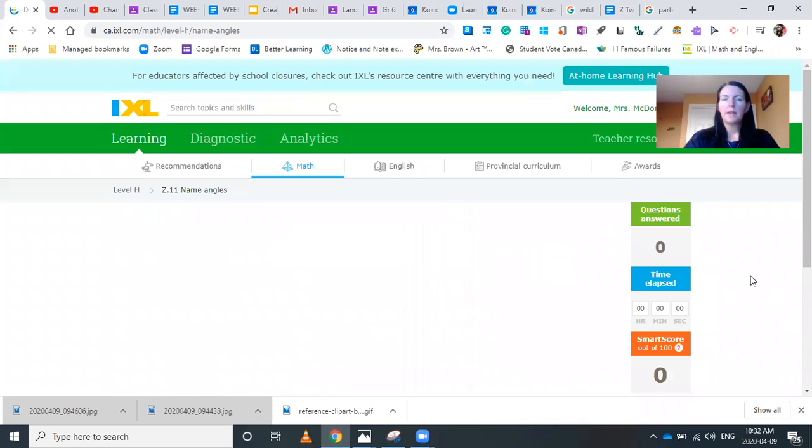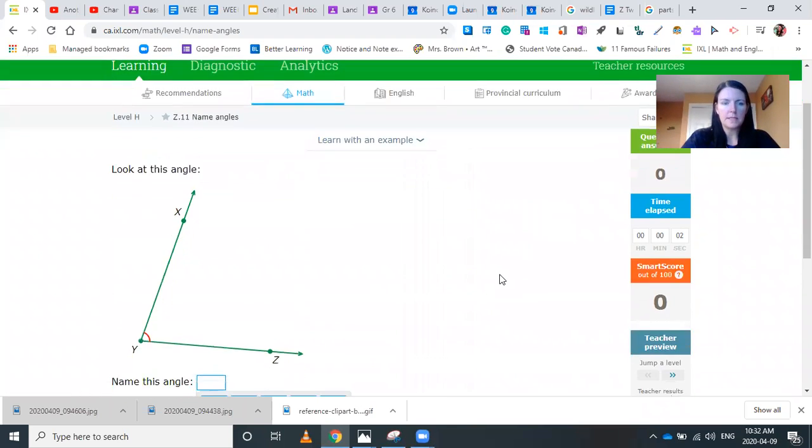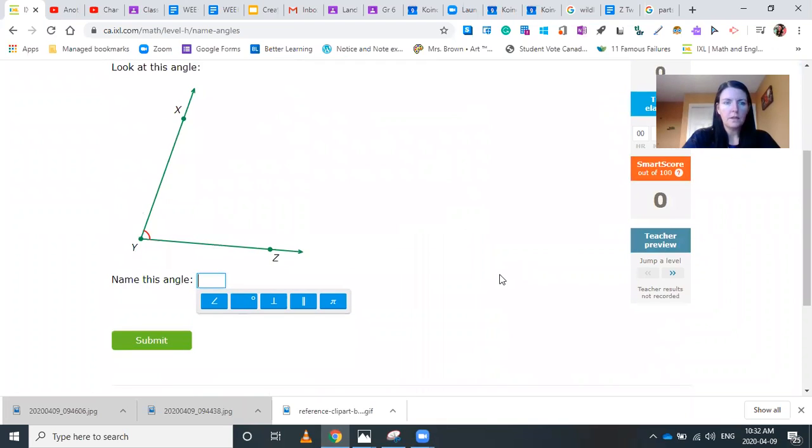In an angle, there are three different ways that you could name an angle. Let's have a look at this one. Here we have two lines joining at a vertex. The vertex is the point, and that forms an angle. That little red line is representing the angle that is forming. So naming this angle, you have to call it an angle. It's like its title.